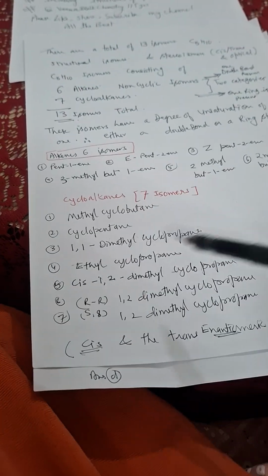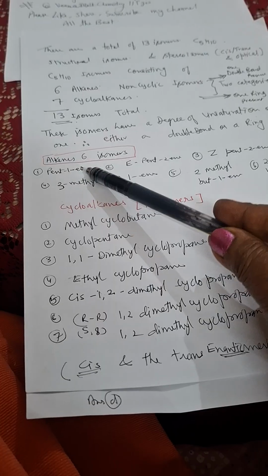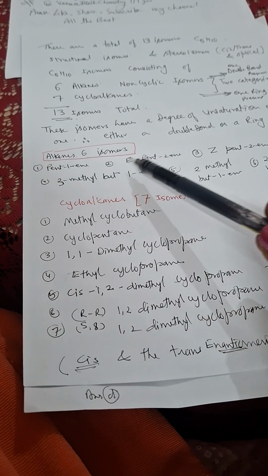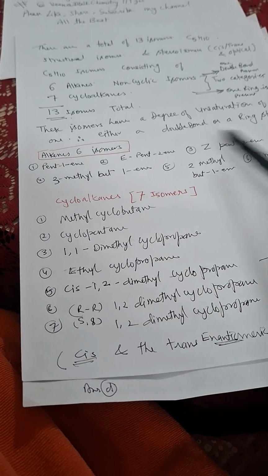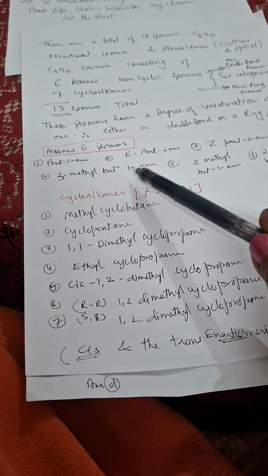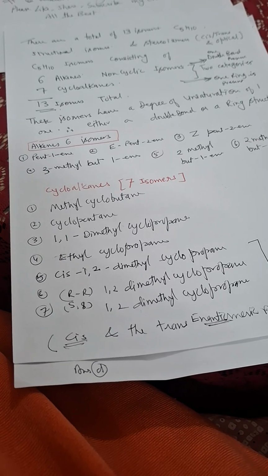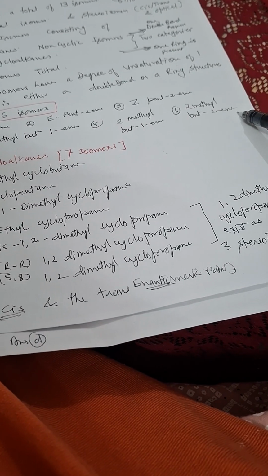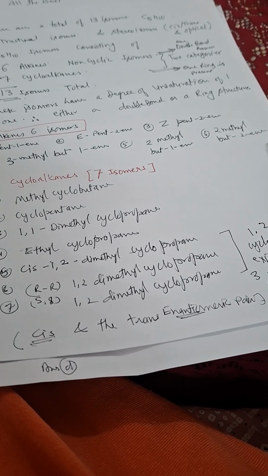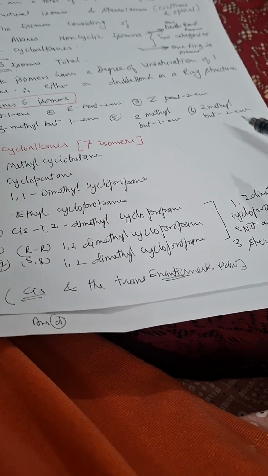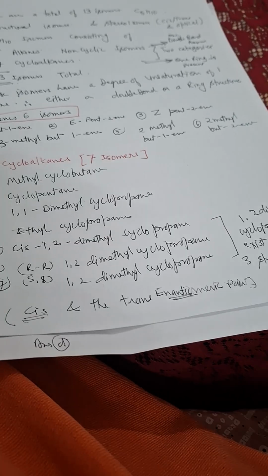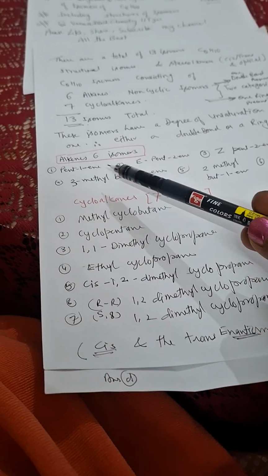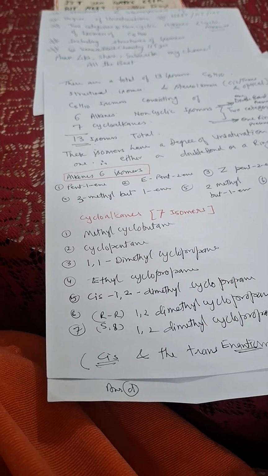First write down the names of these isomers. Alkenes, 6 isomers: pent-1-ene, E-pent-2-ene, Z-pent-2-ene (trans and cis alkene), 3-methylbut-1-ene, 2-methylbut-1-ene, and 2-methylbut-2-ene. Write down all these names, very important, because sometimes they will give structures and ask which is an isomer of C5H10, or which is the cis and Z form. So alkenes have 6 isomers.